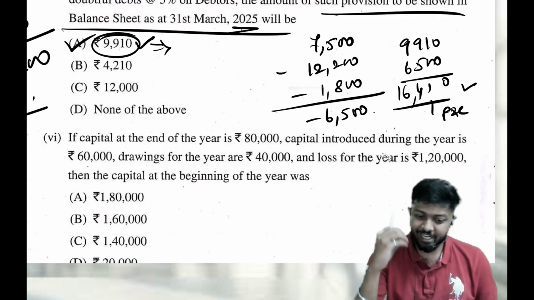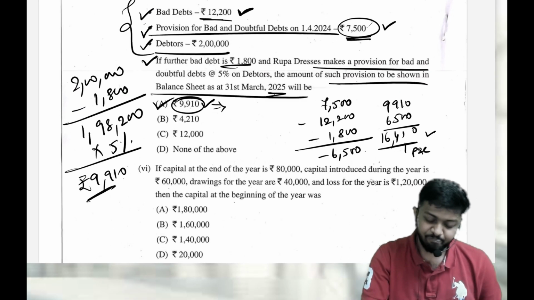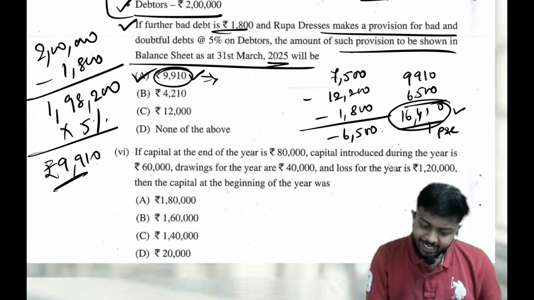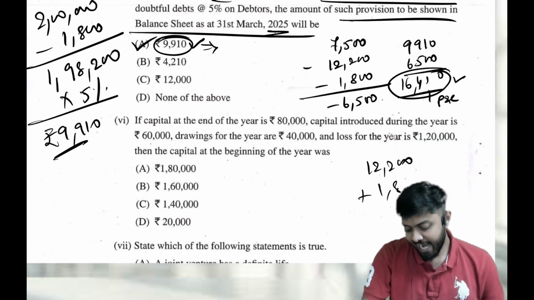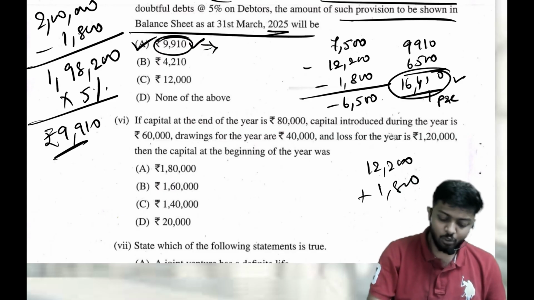There's one more way to find out how much goes to P&L during all this. This I will teach you. It's a bonus method. To get this number, what is the total bad debts that has happened during the year? One is 12,200 and one is 1,800. Add it. This is the total bad debts.